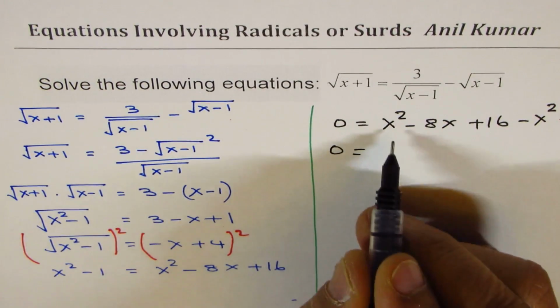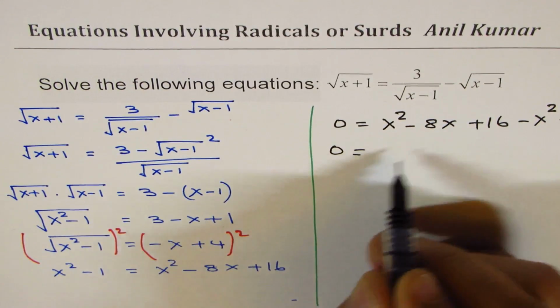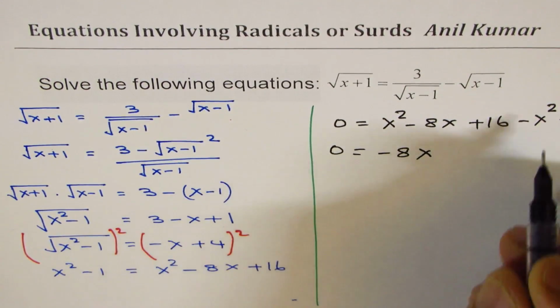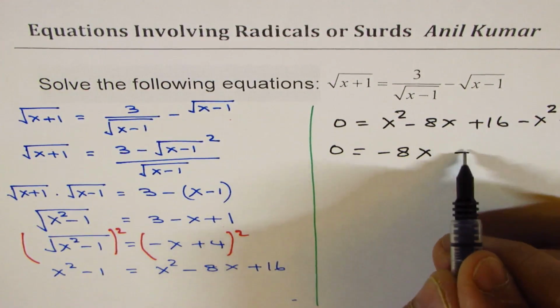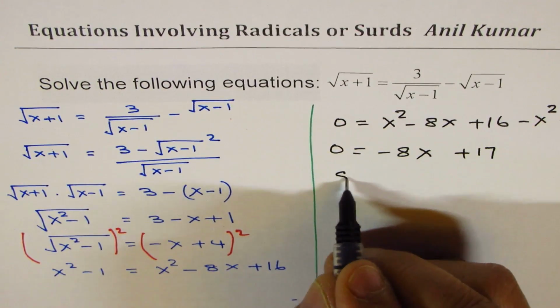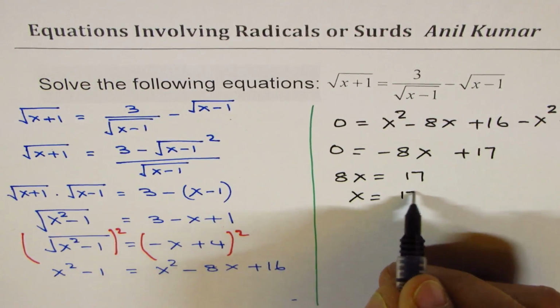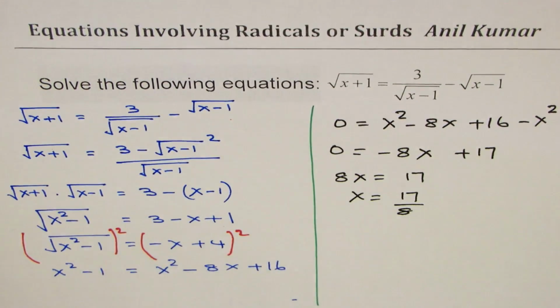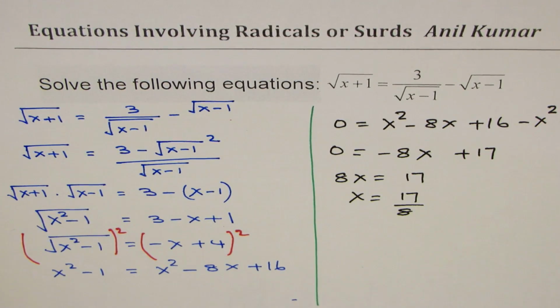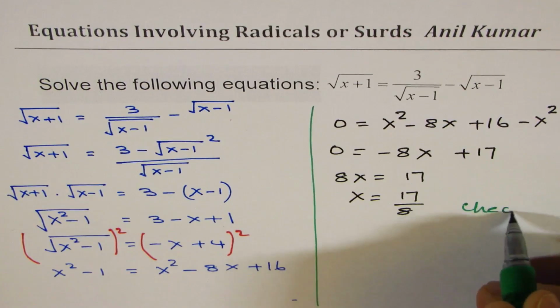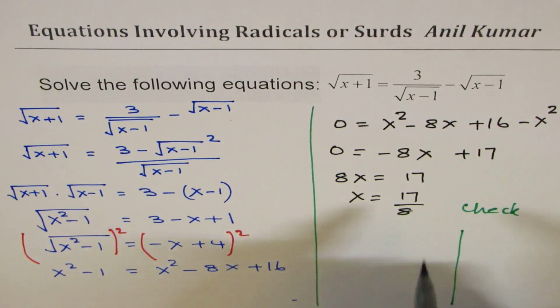So we get 0 equals, x squared cancels, so we have minus 8x, and 16 plus 1 is 17. So that gives you 8x equals 17, and x equals 17 over 8. So we get a solution which is 17 over 8. Now the idea is we should actually check our solution, right? So let's check the solution.